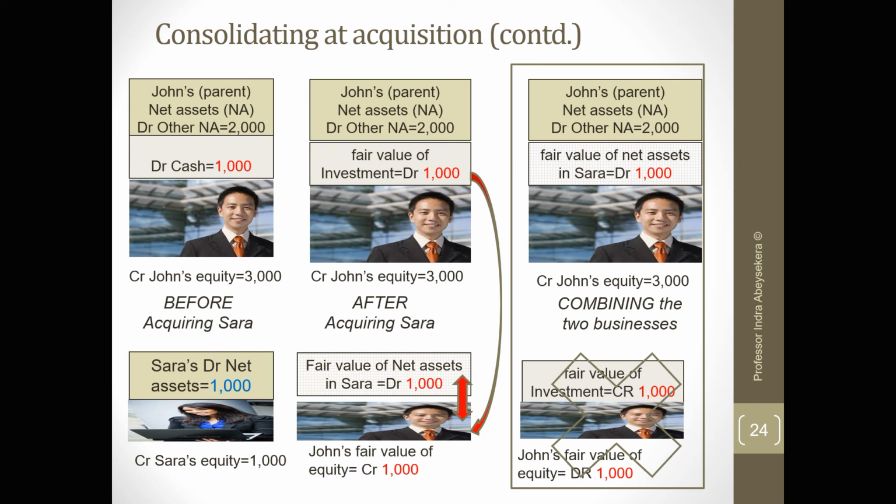So by eliminating investment $1,000 against Sarah's equity acquired at market value of 1,000, by crediting investment and debiting equity, we get John's net assets in the parent company of 2,000 and the fair value of net assets in Sarah's company 1,000, and then it is represented by John's equity, which is 3,000.